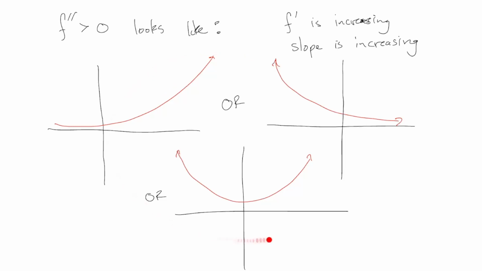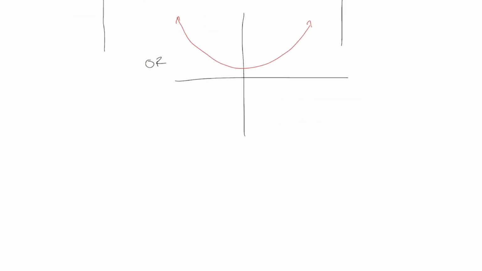But I would summarize all of this as being really the first two that I drew are just two pieces of this one. I would think of them all in terms of this one. So in general, f double prime greater than 0 has this shape.